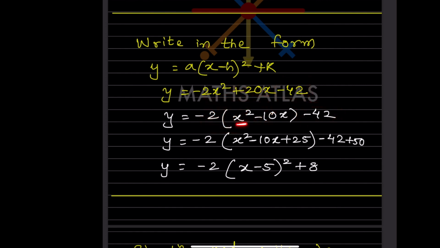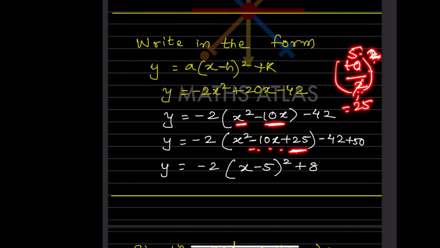So now what are you going to do? This is the first term and this is the middle term. So now we are going to take this middle term, divide it by 2 and take the square of it, completing the square method. So 10 divided by 2 is 5. So you are going to write a 5 square. 5 square is what? 25. So you are going to write a plus 25. So now x square minus 10x plus 25.